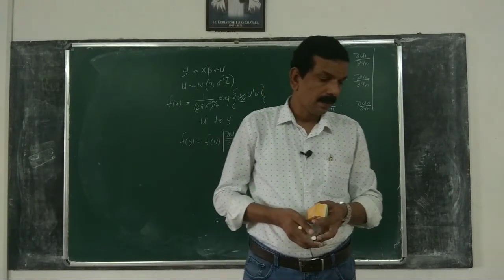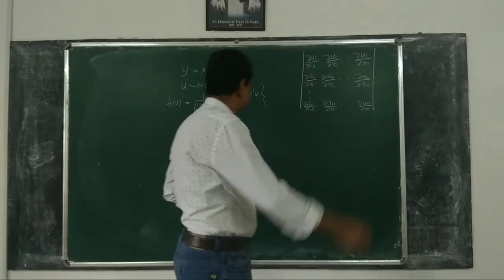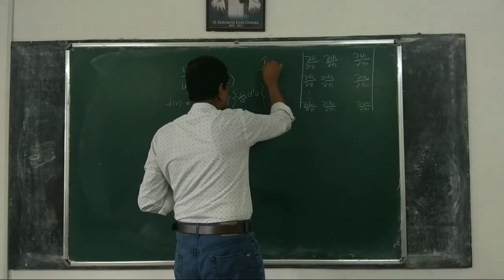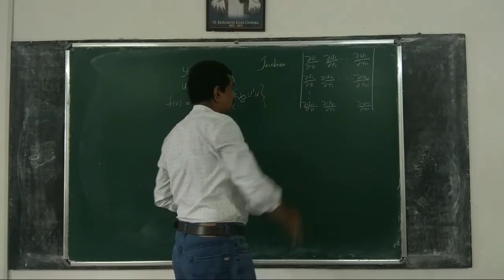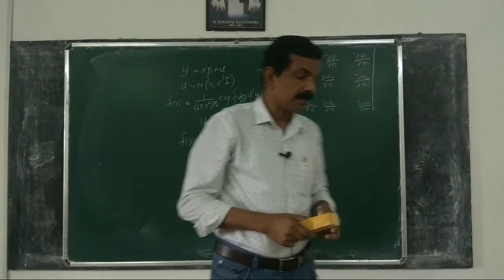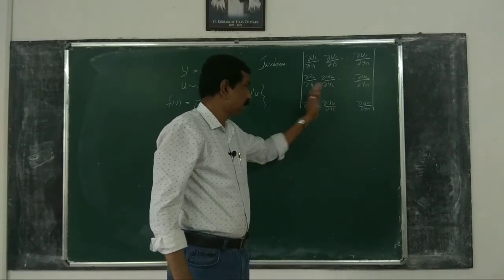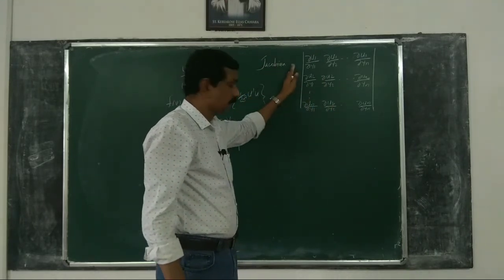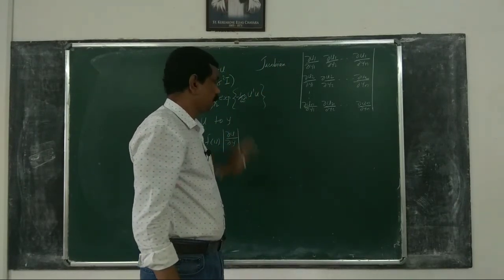Now, the absolute value of this determinant is known as the Jacobian of the transformation from U to Y.